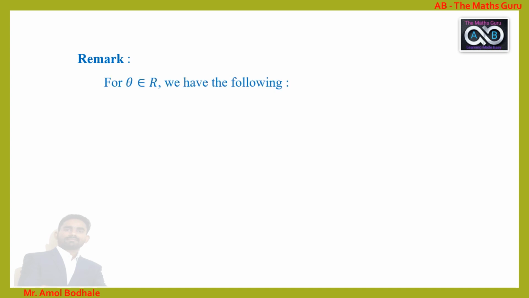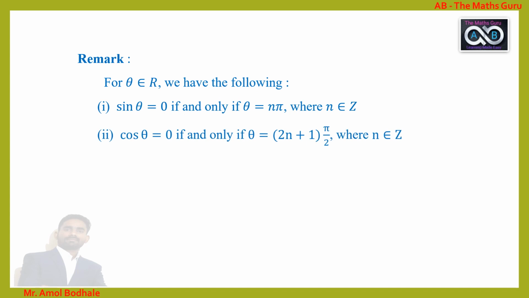Let's see the remark. For theta belongs to r, we have the following result. If sine theta equal to 0, then we can say theta is equal to n pi, where n belongs to z. If cos theta equal to 0, then theta equal to 2n plus 1 pi by 2, that is odd multiple of pi by 2. If tan theta equal to 0, then theta equal to n pi.